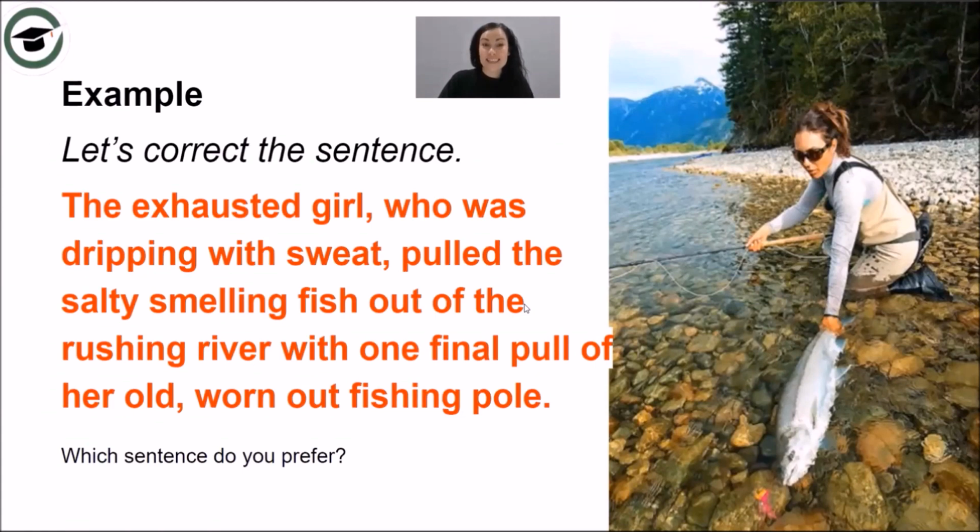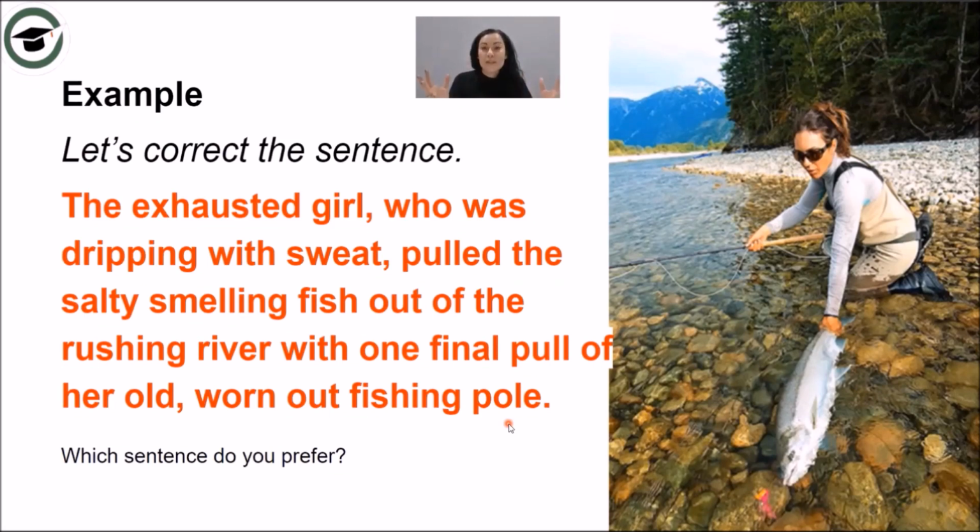Now, our corrected sentence is in red. Let's read it together. So we have the exhausted girl who was dripping with sweat pulled the salty smelling fish out of the rushing river with one final pull of her old worn out fishing pole. So that sentence sounds a little different. Which sentence do you prefer? Sentence 1 in blue or sentence 2 in red? I prefer the sentence in red.